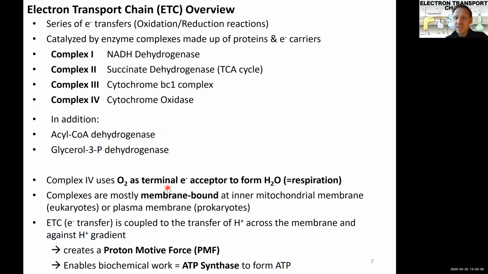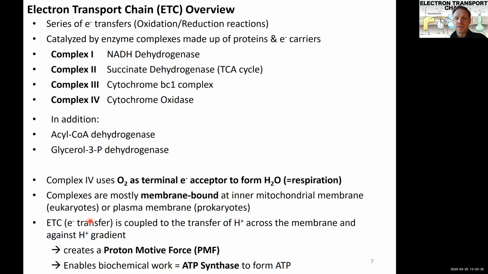These enzymes being in the membrane, being bound there, is really important because the purpose really is to use the electron transfer in the ETC and couple it to the transfer of protons across this membrane and across a gradient of protons. So this is hard work to get something across a membrane against a gradient. So we're using the energy in the transfer of these electrons to do this. And we'll see how this works.